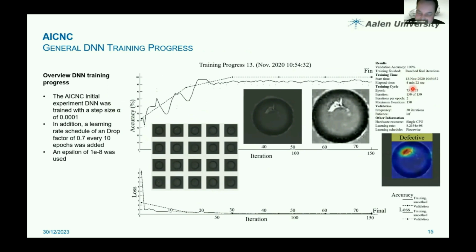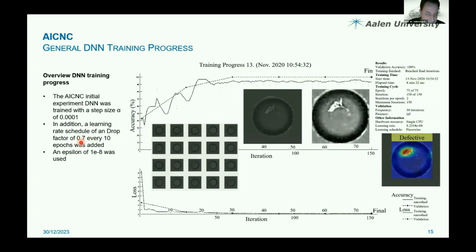And we use a single CPU training method. And here you see the learning rate of the network, and you see even with this old hardware setup, we need at least 4 minutes 22 seconds for learning. And I think it was only 20 patterns we had for training.